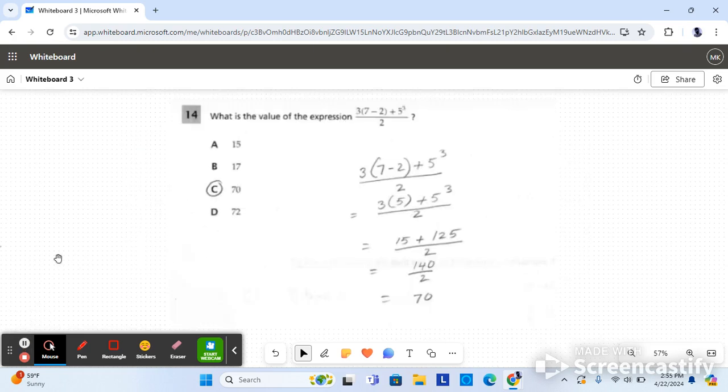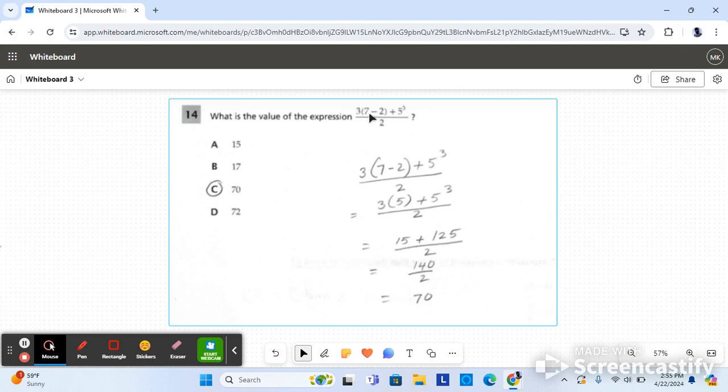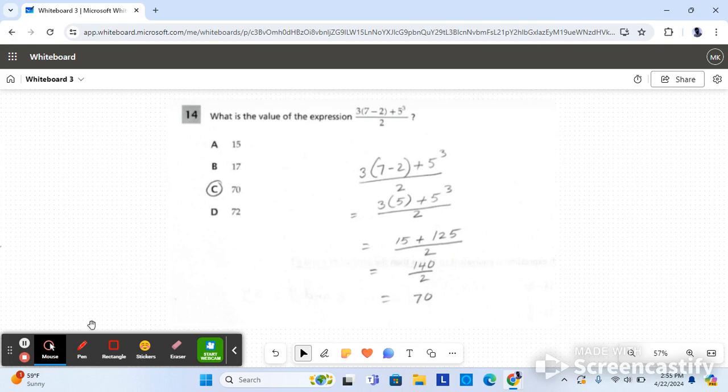For question 14, it says, what is the value of the expression 3 times open parentheses 7 minus 2 close parentheses plus 5 to the power of 3 all over 2? So for this, you have to do what is in the parentheses first, and then you have to solve out the exponent, and then you have to add what's at the top, which is equal to 140, divided by 2, and then that gives you 70. You basically have to follow PEMDAS for this question.